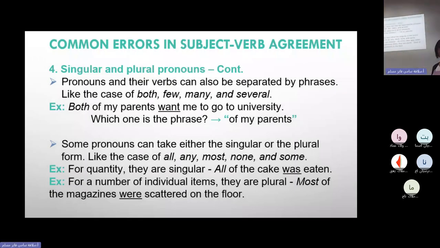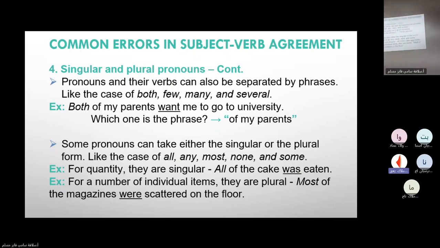Pronouns and their verbs can also be separated by phrases. Just as the noun and the verb can have a phrase or interrupting clause between them, it's the same. Pronouns and verbs can also have these types of phrases that separate them. Like in the case of both, few, many, and several. Okay? Example, Malak Yaqoub.